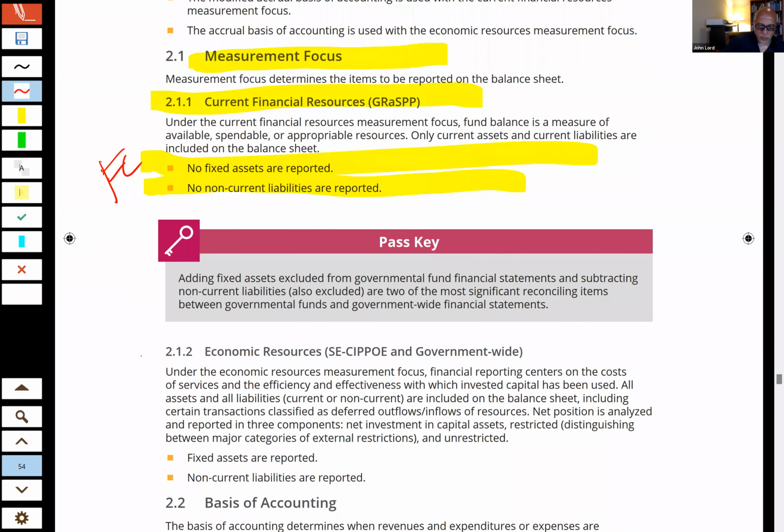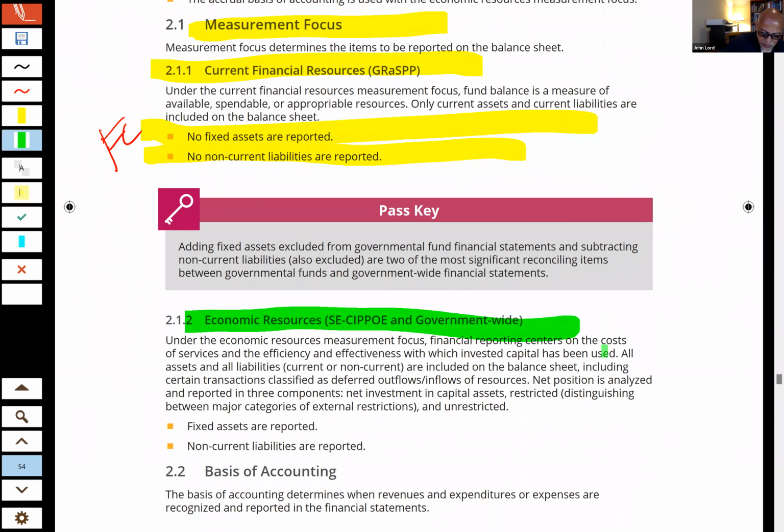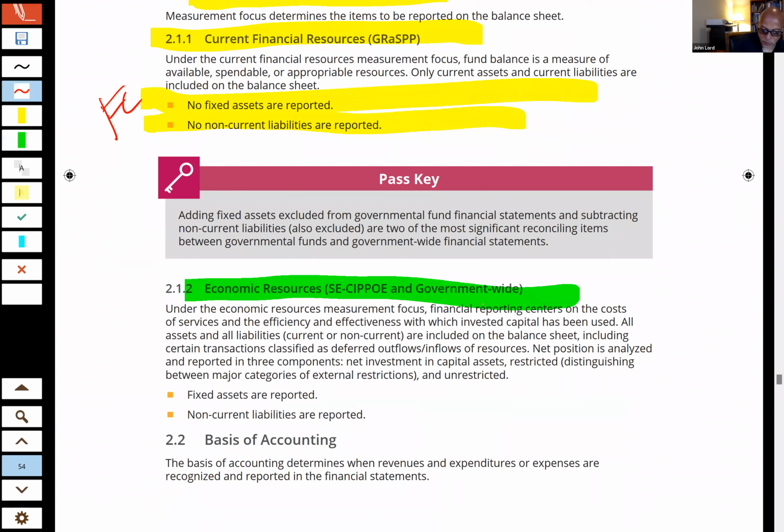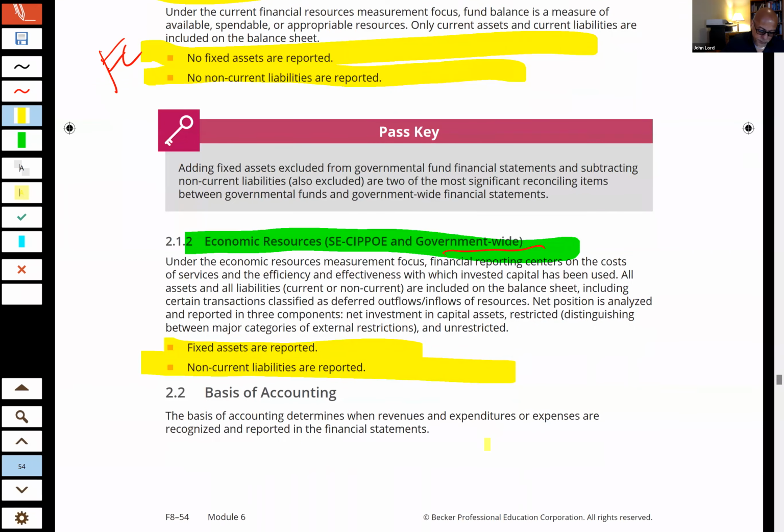When we're talking about the rest of the funds, the proprietary funds and the fiduciary funds, as well as the government-wide statements, by the way, guys, we haven't said a lot about those, but remember they are up there. We're down here right now talking about those 11 fund types, but remember they consolidate up into the government-wide. And so for them, they also use what? Full accrual economic resources measurement focus. And so yes, do report fixed assets, do report non-current liabilities, okay?